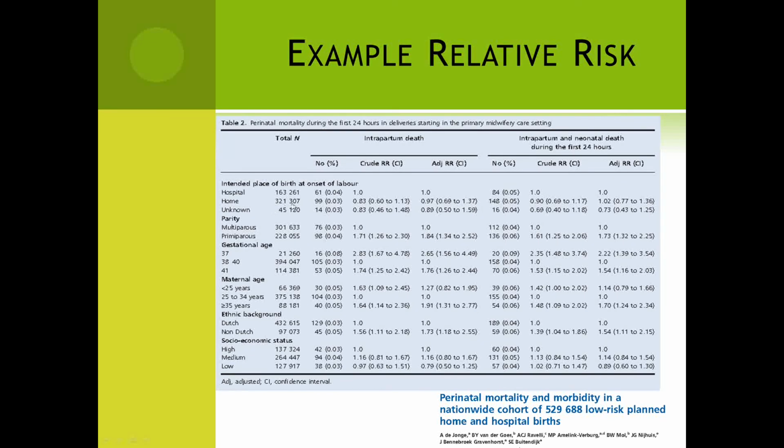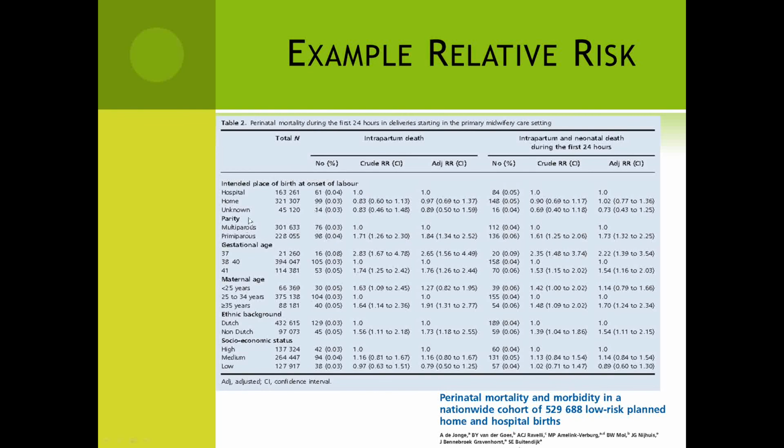So we follow this along. These are just giving us the raw numbers of women in each group. This is giving us the number and percentage who had the outcome. Luckily it's a very rare outcome. Now this number 1, if we look at the hospital group, or sometimes they will say reference group in brackets, that's the group we're comparing to.